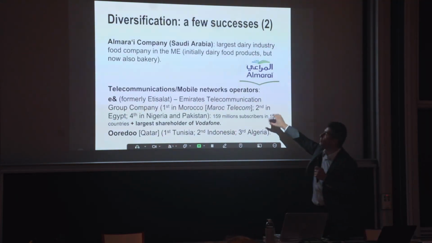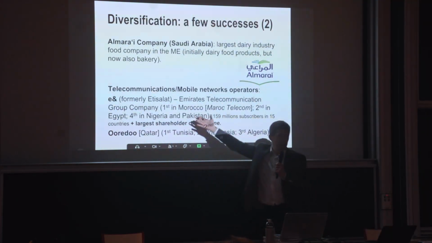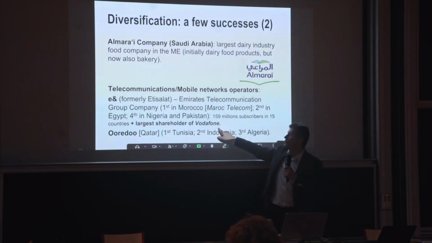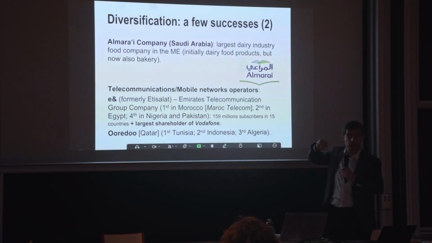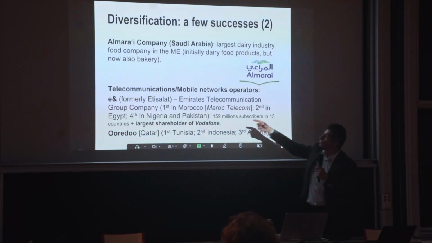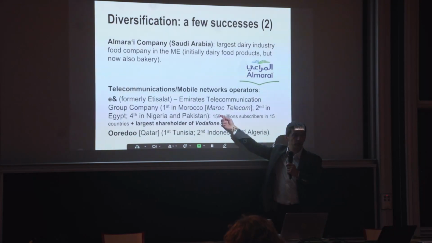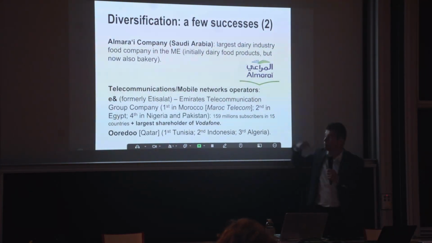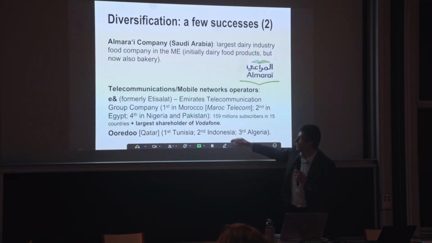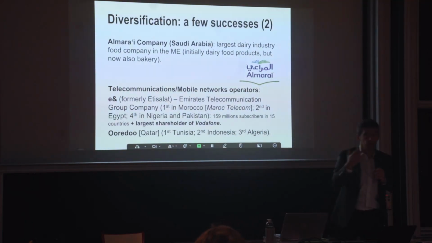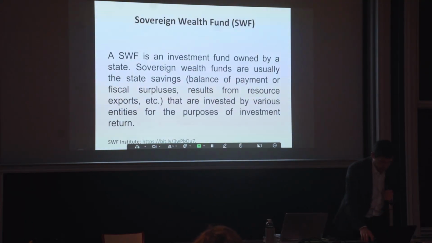And of course, telecommunications. Etisalat, you may have heard about it, of course. Etisalat has become the largest shareholder of Vodafone, the British company. Etisalat is an Emirati company, and it's the first company for mobile network in Morocco at the moment, the second in Egypt, the fourth in Nigeria and Pakistan. And the same with Ooredoo in Qatar, which has become the first in Tunisia, the third in Algeria, and so on. So there are a few successes.